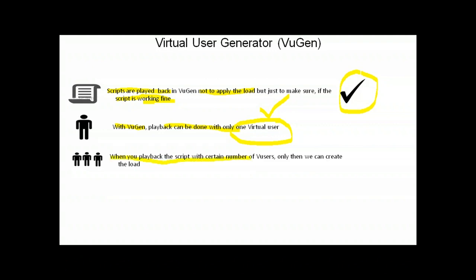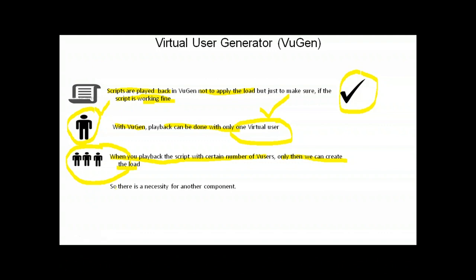When you play back the script with a certain number of virtual users, only then we can create the load. If you're playing back with one virtual user, you're not creating any load on the application. Very, very minimal load or almost zero load. Only when you play back with multiple virtual users will you create the load on the application. And with Virtual User Generator, you will not be able to play back with multiple virtual users.